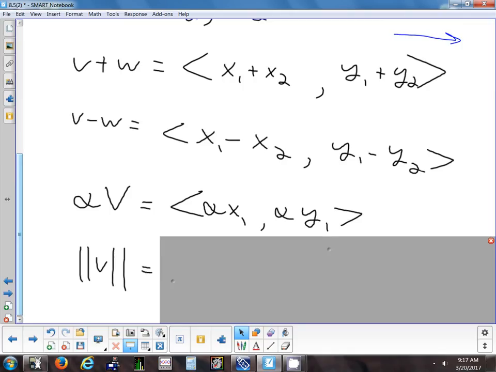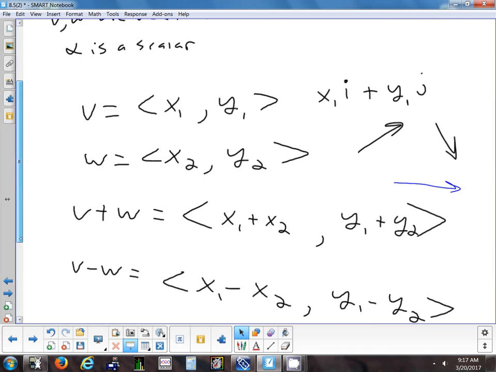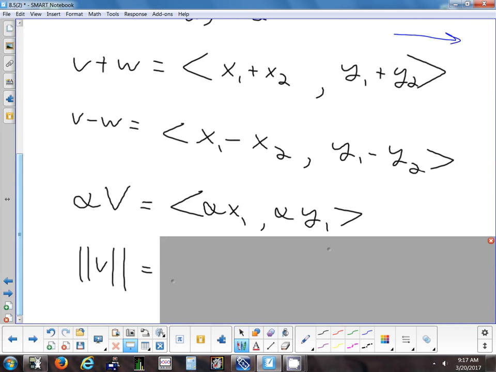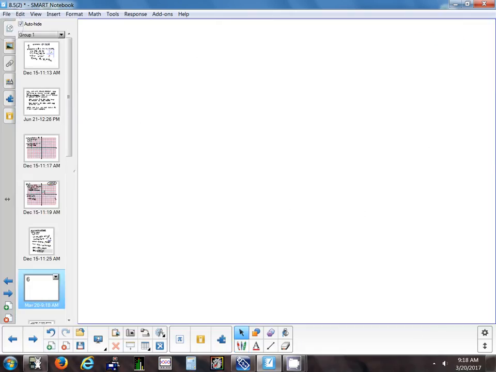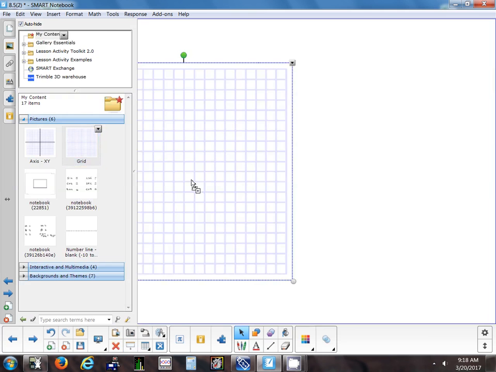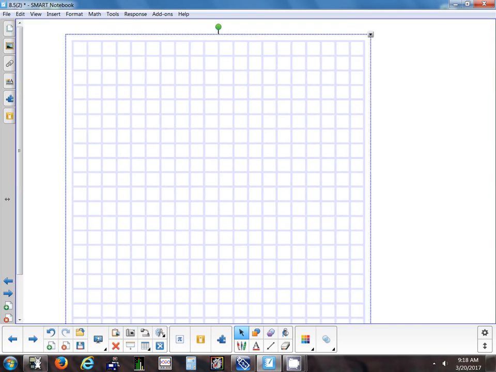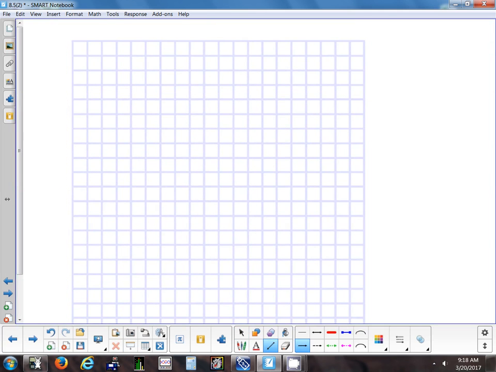Okay, and the last formula has these double bars around it. What do those double bars mean? It means magnitude. All right, so let's see how we could find the magnitude of a vector. Let's say I had a vector, and I'm going to draw that.